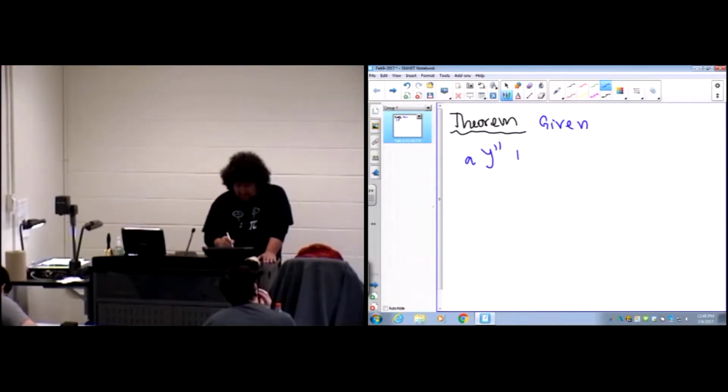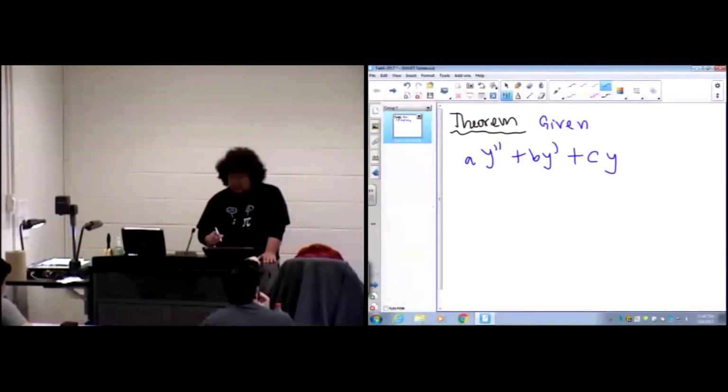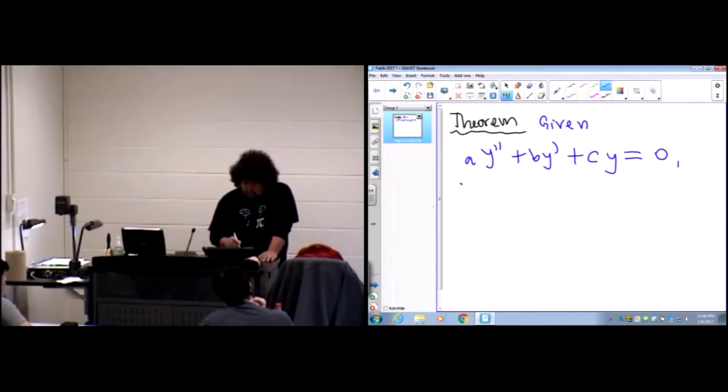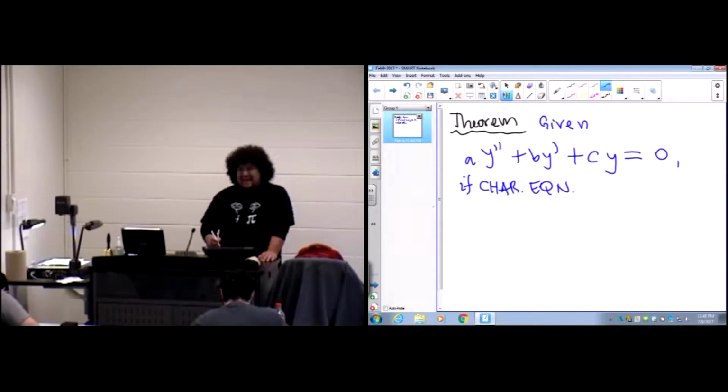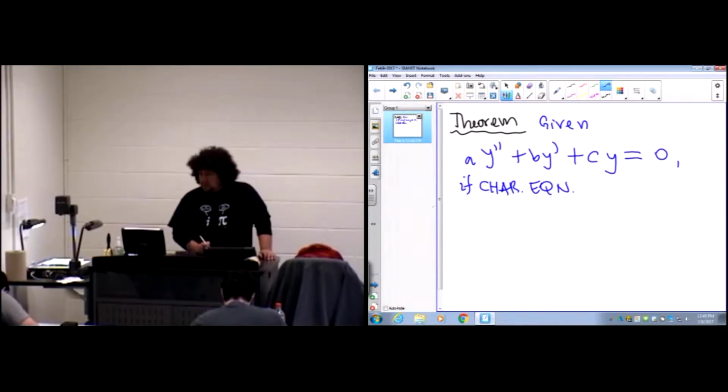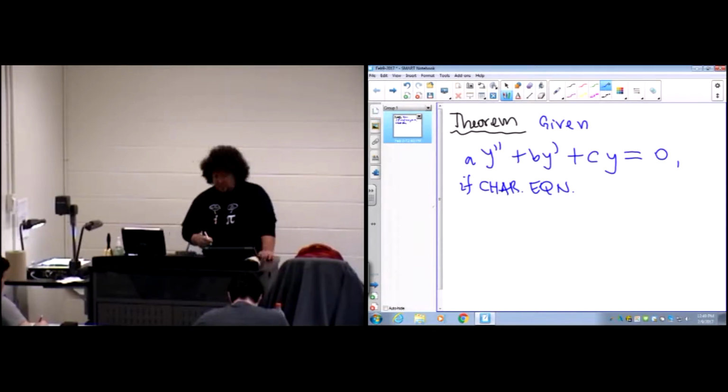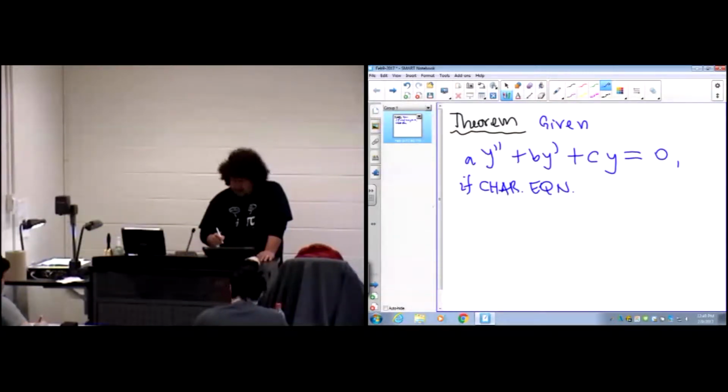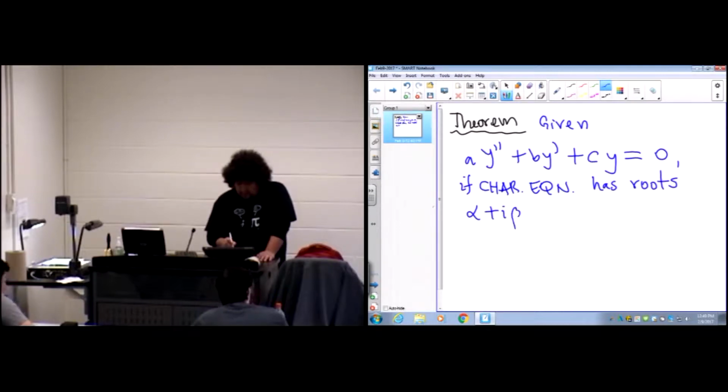alpha plus i beta, alpha plus i beta being a complex number, then the general solution takes the form y equals C1 e to the alpha x cosine beta x plus C2 e to the alpha x sine of beta x.